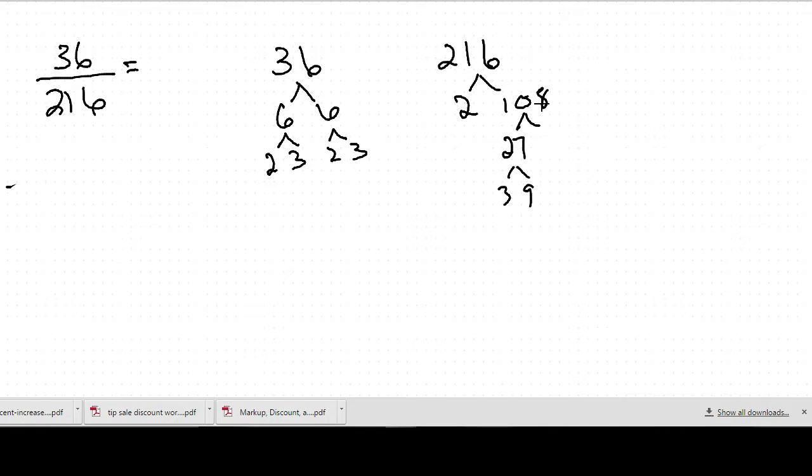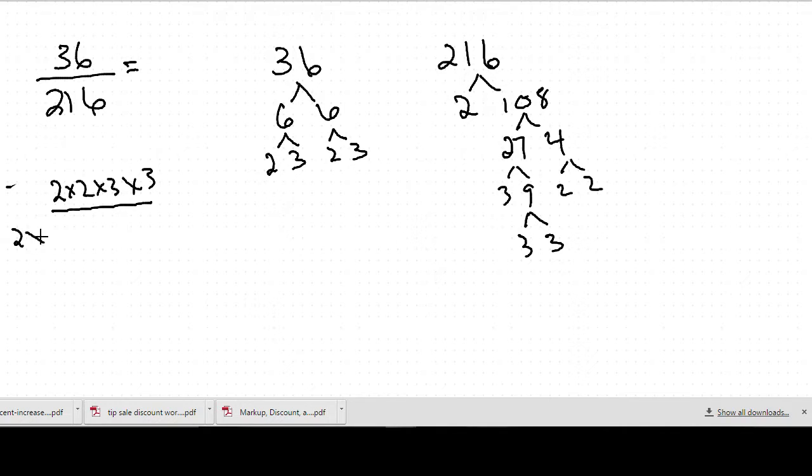So 27 times what is 108? I guess is what I'm asking. Oh, hang on. Okay. 4. Okay. And 3 and 9. Okay. And the 3 and 3. 2 and 2. So 2, 3, 3, 2, 2. Okay. So our top number has 2 times 2 times 3 times 3. And then our bottom number has 2 times 2 times 2 times 3 times 3 times 3.